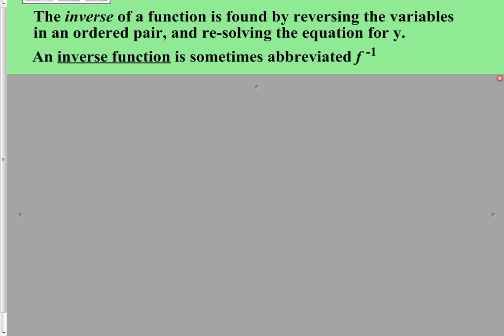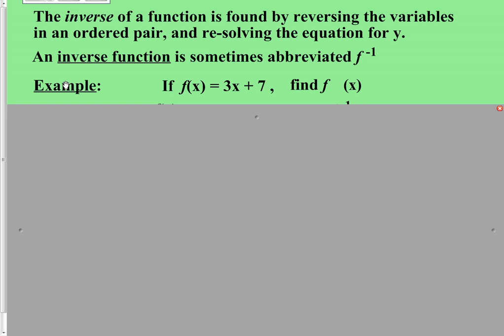It will give us a new equation, which we will learn has various properties, and we'll get to all of that. An inverse of a function is sometimes abbreviated by what looks like an exponent, a -1 exponent. So a function f could be abbreviated as f to the -1. It's called an inverse. Now let's take a look at what we've got going on here.